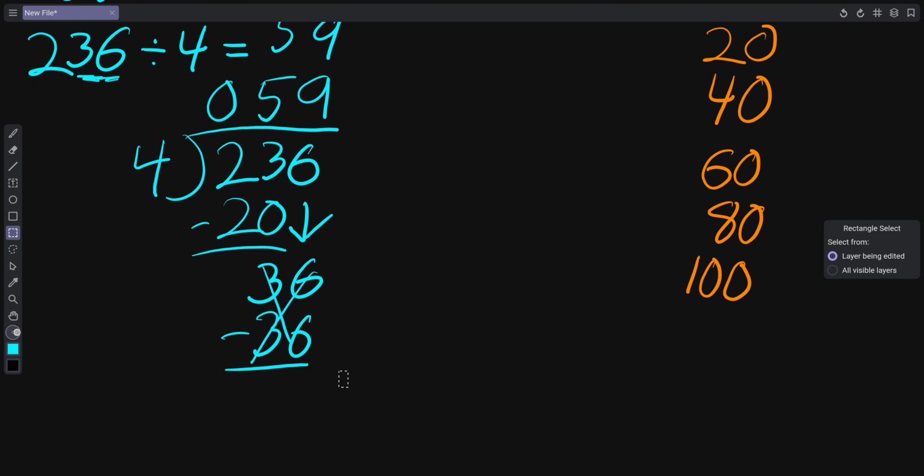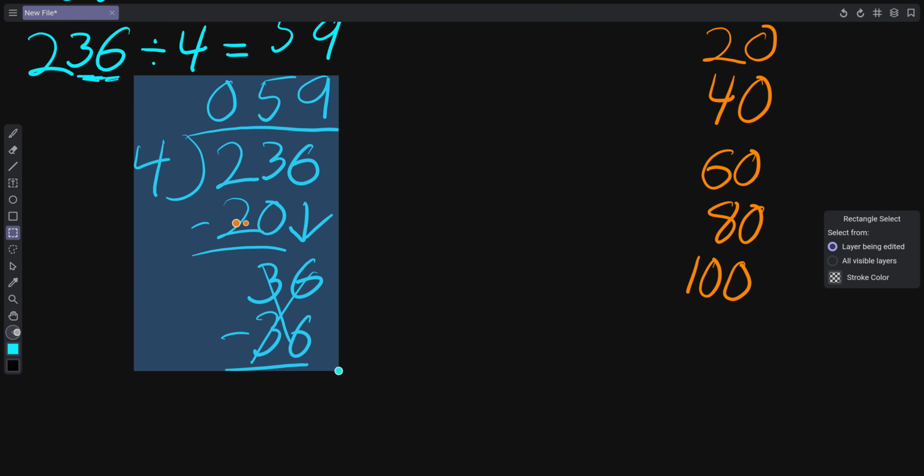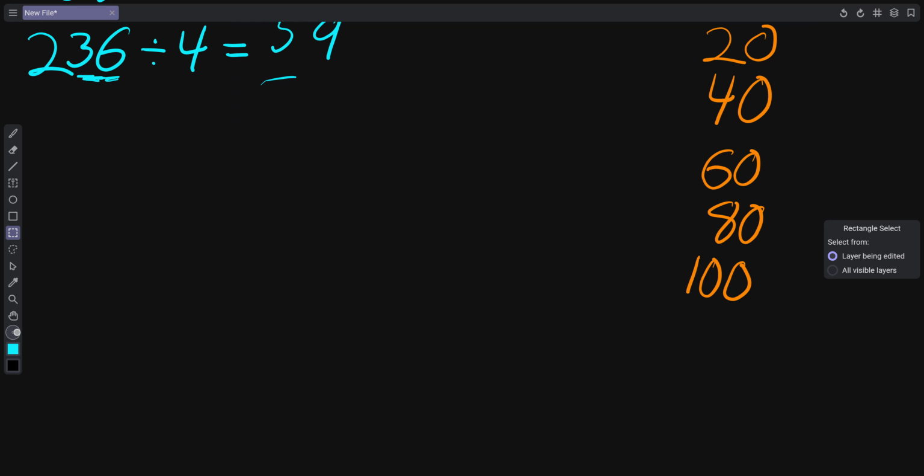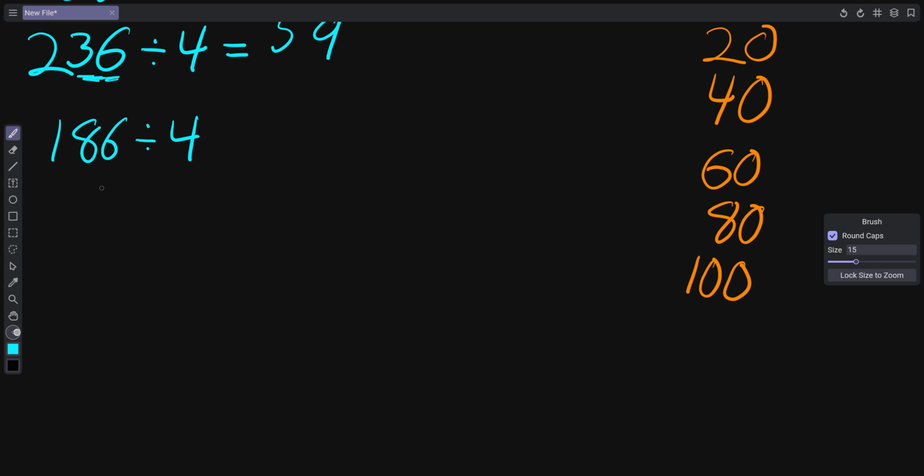Now let's try another large number. Let's try something like 186. Will this evenly divide by 4? Let's see the last 2 digits. Let's see 86. Is 86 evenly divisible by 4?